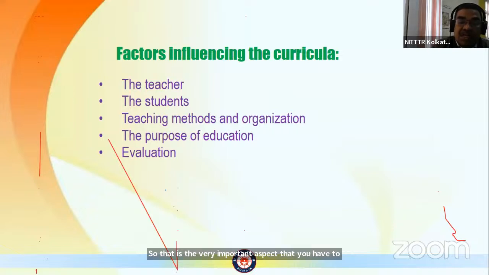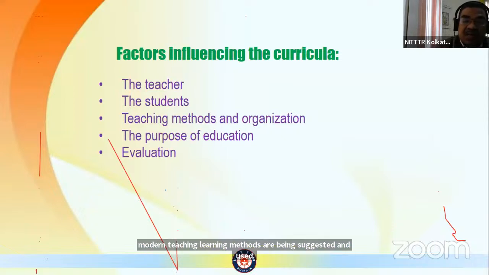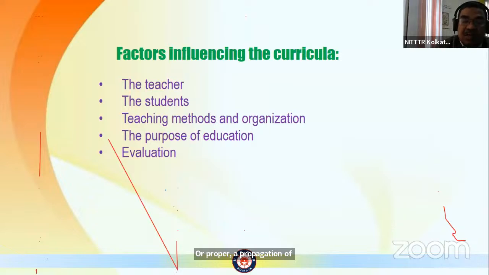Teaching methods and organization. This is another aspect: how the teaching learning process is being implemented for better and more effective implementation of the curriculum or the subject itself. For example, the traditional teaching learning methodology like chalk and board is always being followed. But in today's scenario, a lot of modern teaching learning methods are being suggested and used for proper propagation of teaching learning. So you'll have to think about teaching learning methods and their organization.